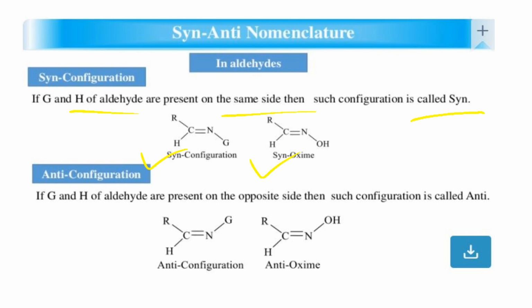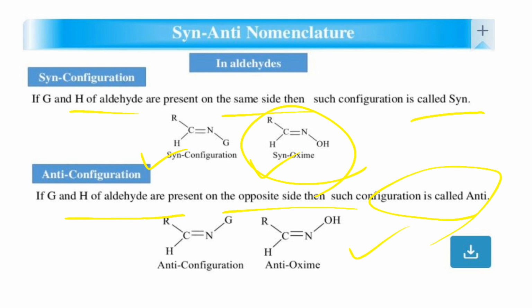This is the oxime. In the anti configuration, the G and H are present on the opposite side, and this configuration is called anti, anti oxime. Here H and G are on the opposite side. In this other case, H and G are on the same side.